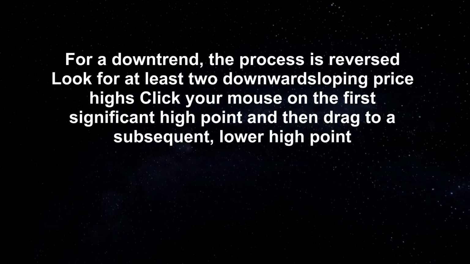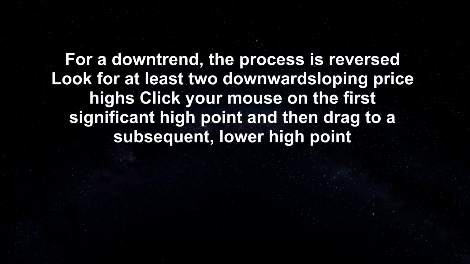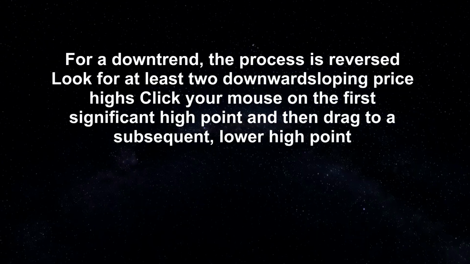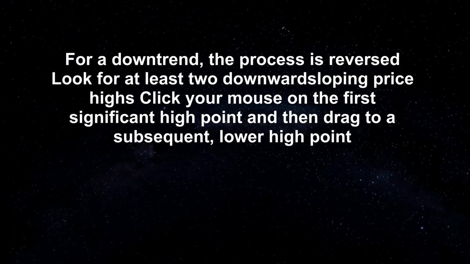For a downtrend, the process is reversed. Look for at least 2 downward-sloping price highs. Click your mouse on the first significant high point, and then drag to a subsequent, lower high point.